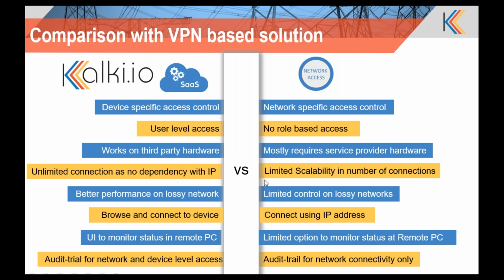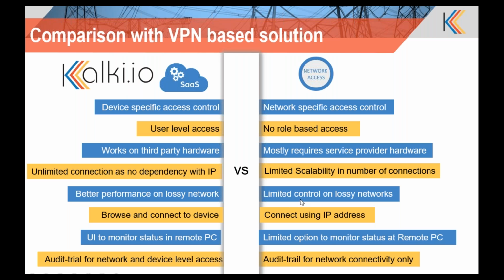And there's a limitation on the connections which a VPN can have. The number of nodes a VPN can have depends upon the IP addresses and the subnet it can manage. But in the case of Calceo SaaS, since it is certificate based and TLS based, virtually there is no dependency on the number of devices or users which can be connected to the platform.